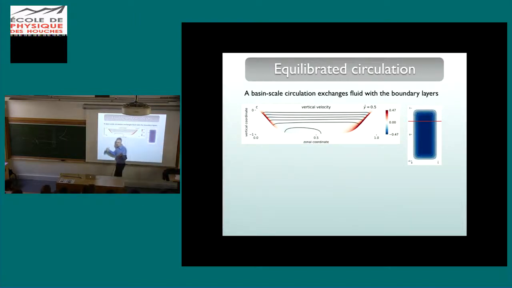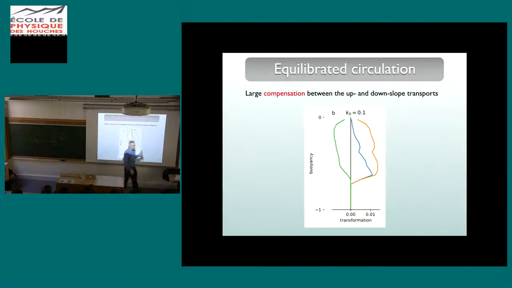It's still there, it's still developed. And that's where most of the diabatic transformation is happening. So you still advect light water up along the boundary layers and then light water down along in the interior. But I want to show you the second thing that you start seeing in this solution, which is quite reminiscent of what I was showing before.